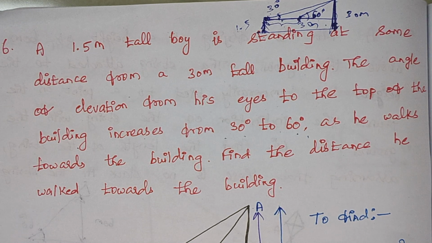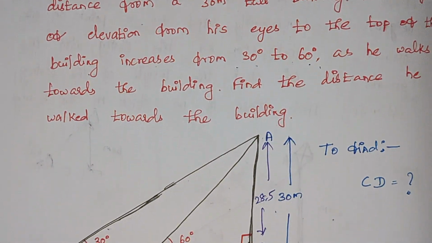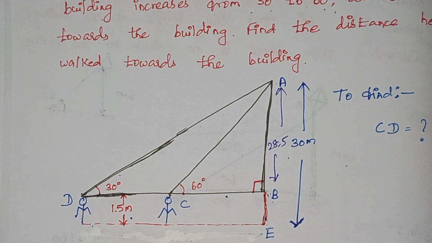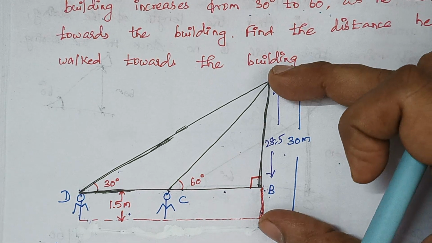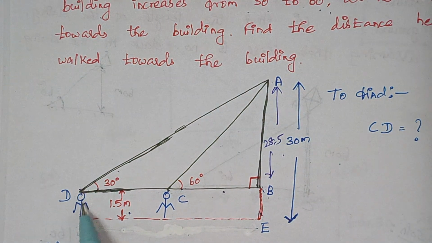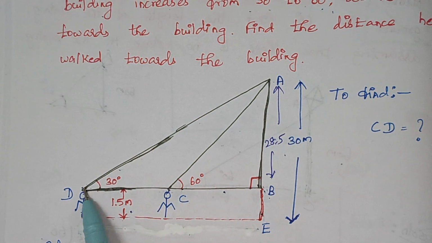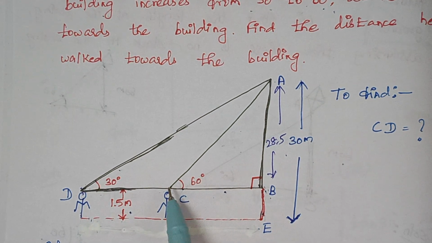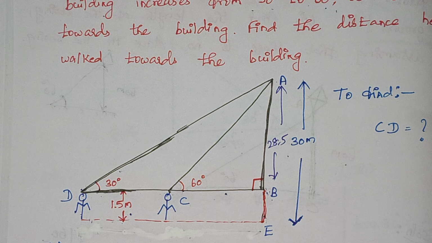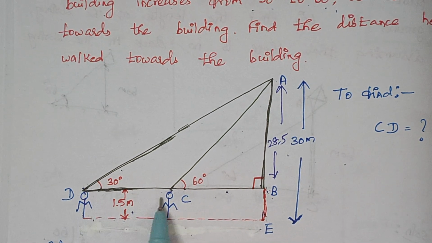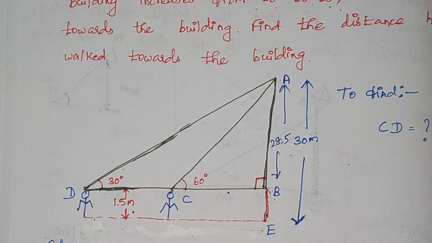That's the thing. So you see the same diagram I have drawn in a better way. This is your building, and this is the boy, and the height of the boy is 1.5 meters. Initially in this position it is 30 degrees and in this position it is 60 degrees. We need to find the distance traveled by the boy, and so here it is CD.